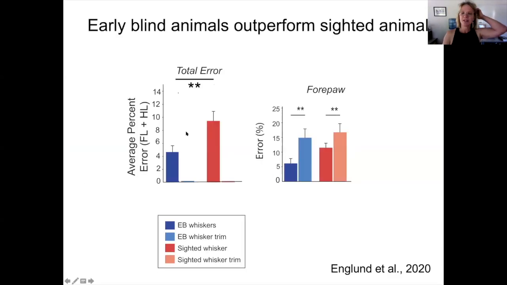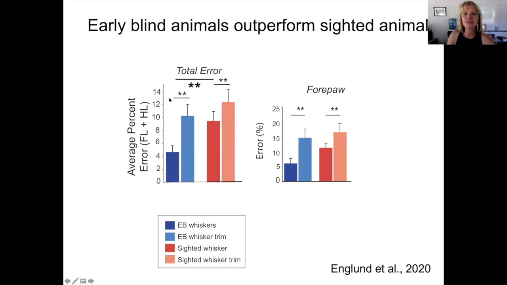And we've actually quantified these differences, and you can look at total error. If these bars are smaller, the animal does better and makes many fewer errors, and you can see it's quite different from sighted animals. If we trim the whiskers, both of these animals do poorly. But what's really interesting is that the whisker trimmed animal here does about the same as the animal with whiskers here. So the whiskers are really important in these guys.